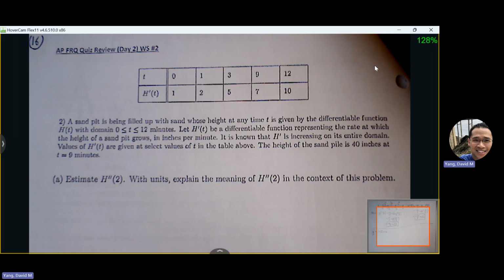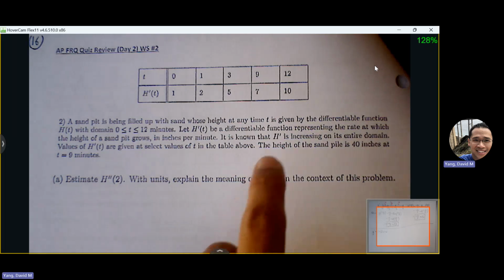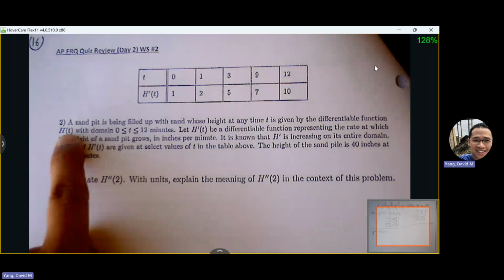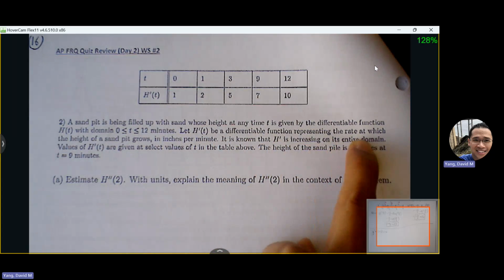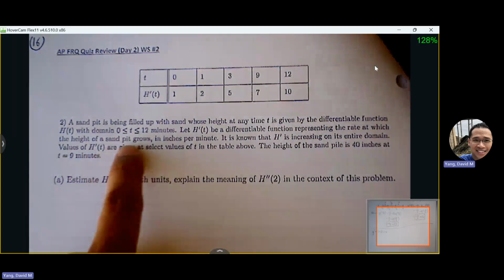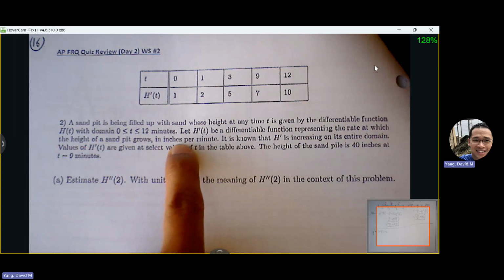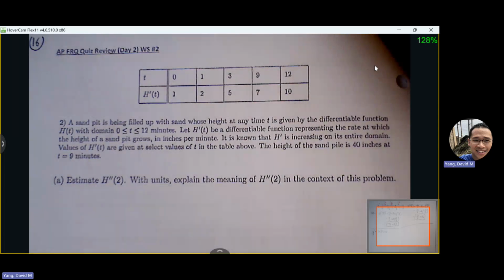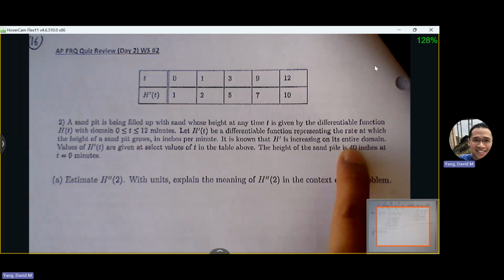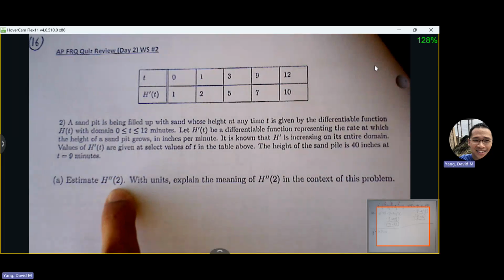Okay, a sand pit is being filled with sand whose height at any time is given by a differentiable function. So we know h of t is a smooth curve. H prime is also a differentiable function that represents the rate at which the height of the sand pit grows in inches per minute. It is known that h prime is increasing on the entire domain. The height of the sand pile is 40 inches at 9 minutes. Estimate h double prime of 2.